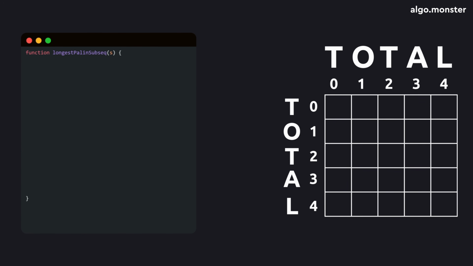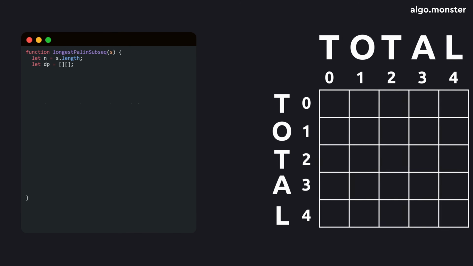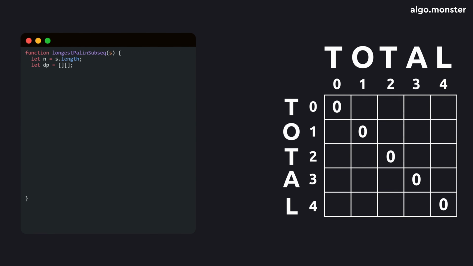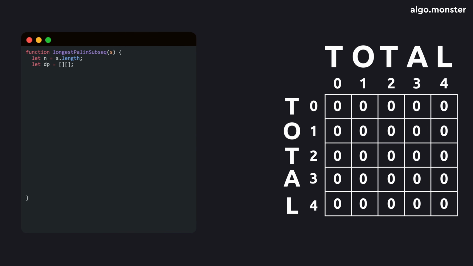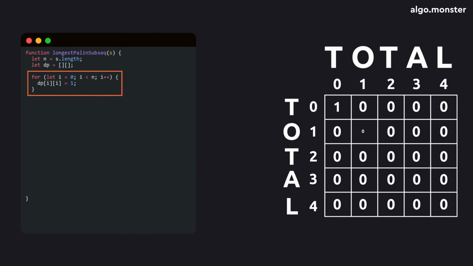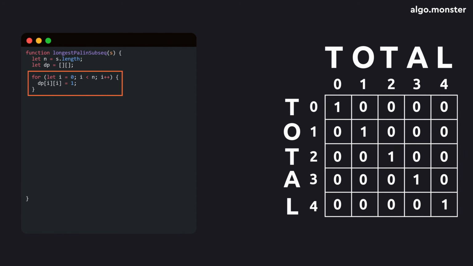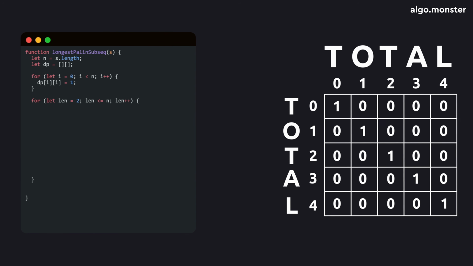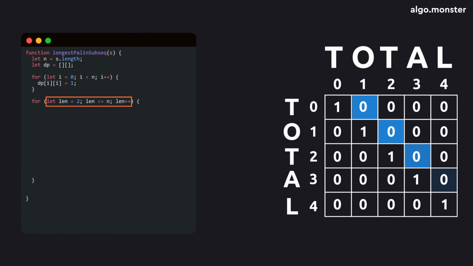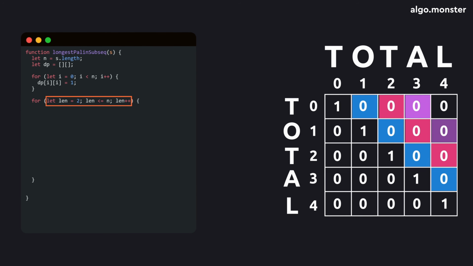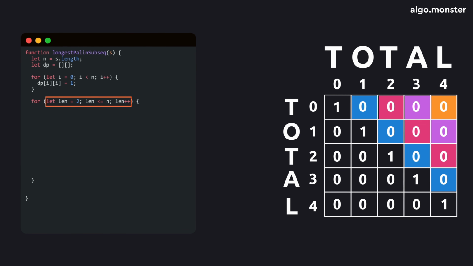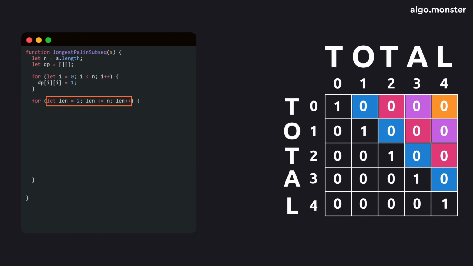Now, let's talk through the solution logic step by step. First, we store the length of the string in the variable n for convenience. Then, we create a two-dimensional array dp and fill it with zeros. This is our table. At the same time, we go along the diagonal and put ones there, because each character by itself is a palindrome of length 1. And now the main loop. First, we iterate over interval lengths from 2 to n. This is how we ensure the correct order. First, we compute all small intervals, then larger and larger ones.